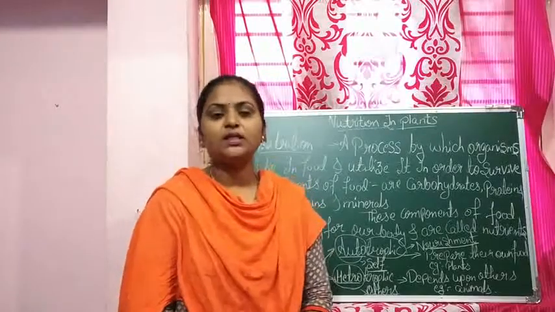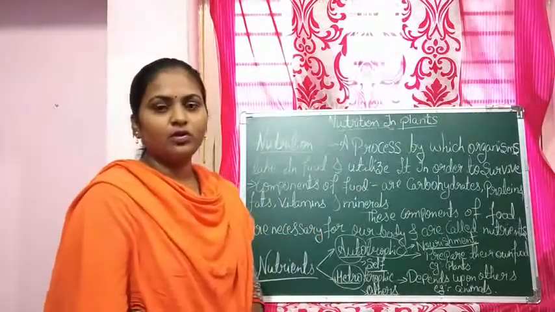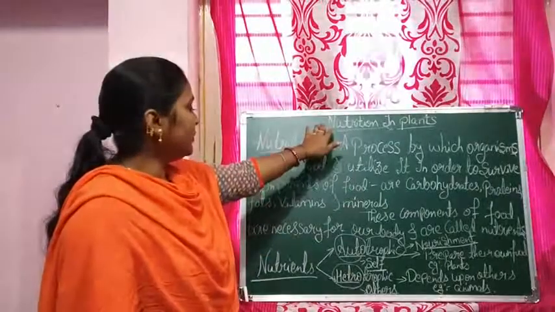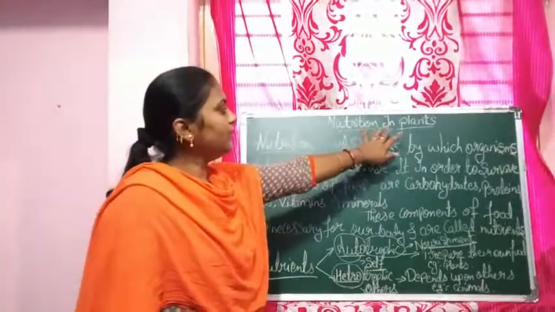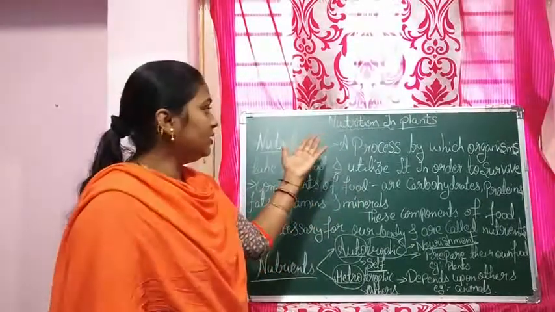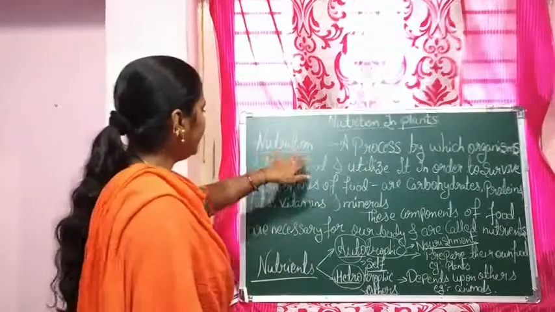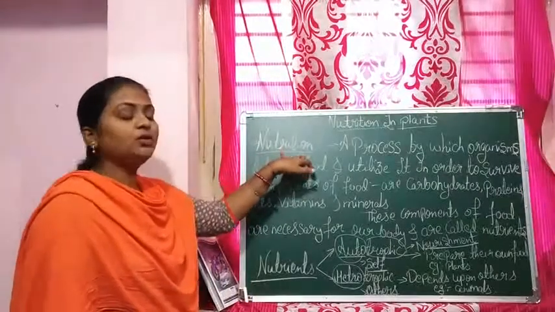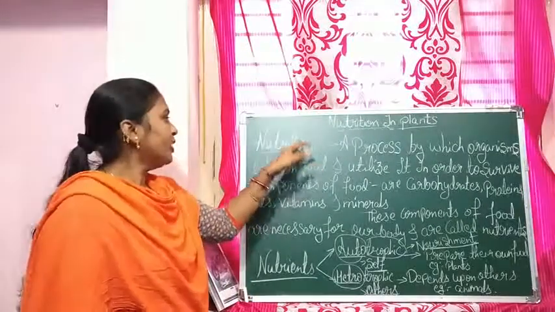Today we are starting the science first chapter for class 7th. Chapter number 1, nutrition in plants. So we are going through the first chapter here, nutrition in plants. First, what is nutrition? The question arises about nutrition.